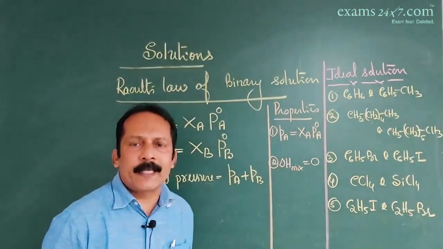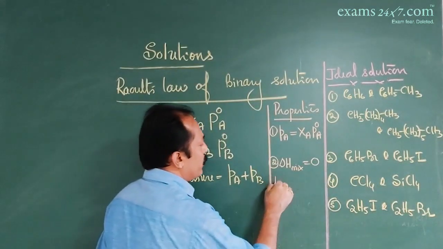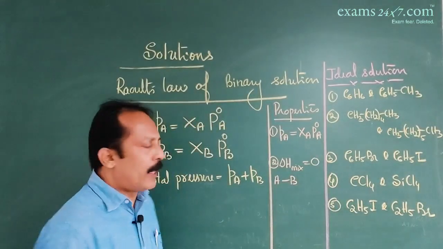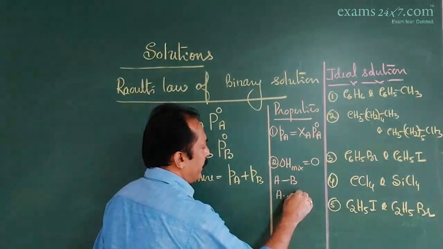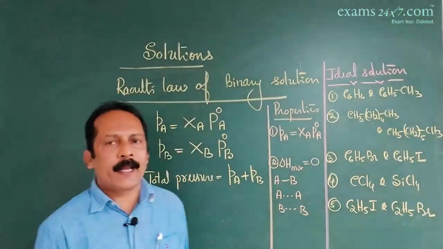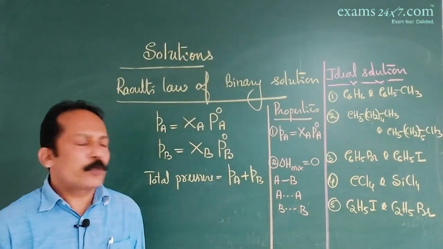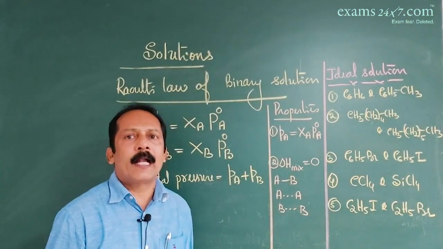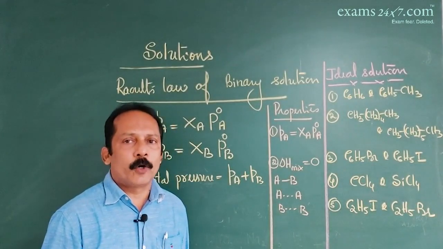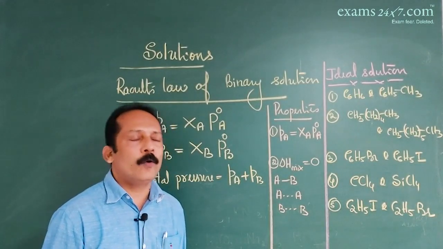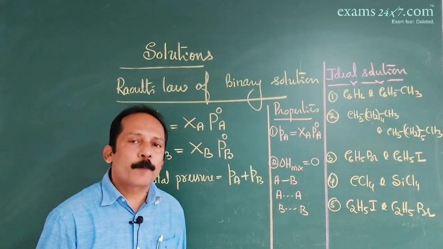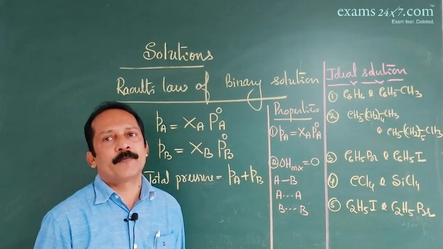Why is delta H mixing equal to zero? The interaction between two different components is the same as the interaction between the two individual components. Here, the force of interaction between A and B is the same as between A and A, and B and B. Therefore, when A and B dissolve, they can easily overcome the force of attraction and mix. There is no chance of absorption or liberation of heat.